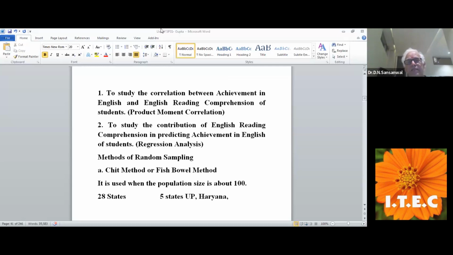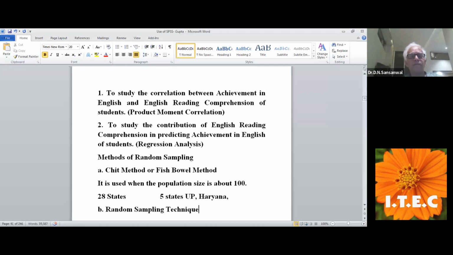Yes, Sapna Rana, you are excellent, very good. So you cannot use the chit method. Then another method that is available is called random sampling. So now it will be the random sampling technique that you will be using.